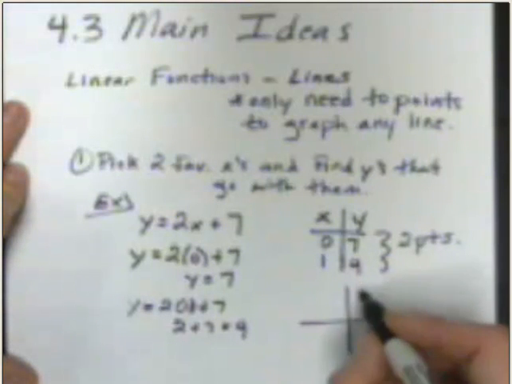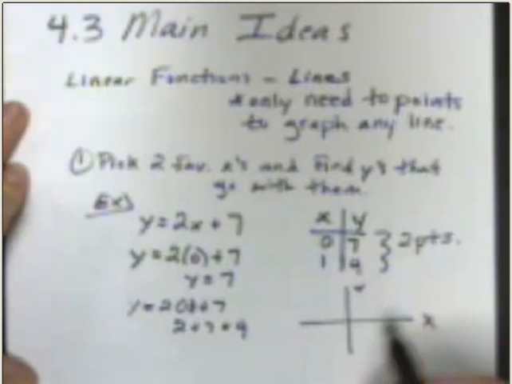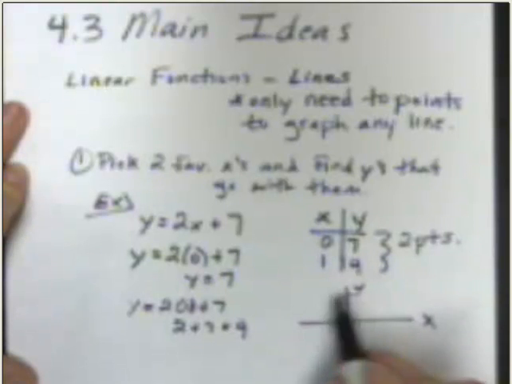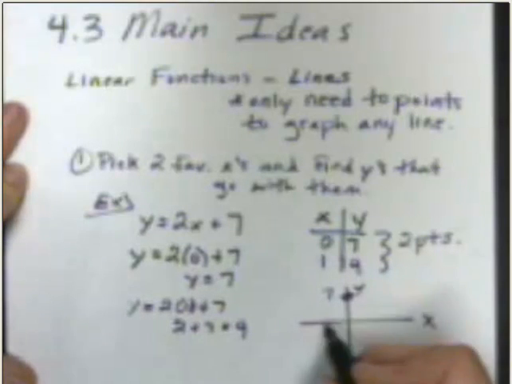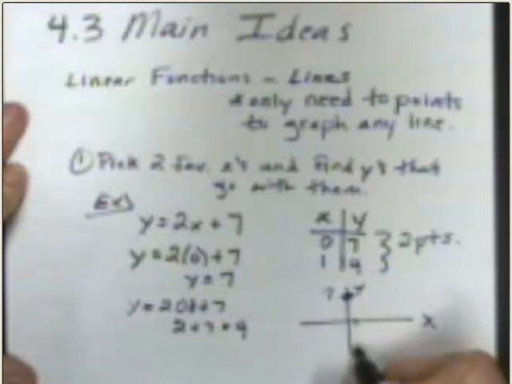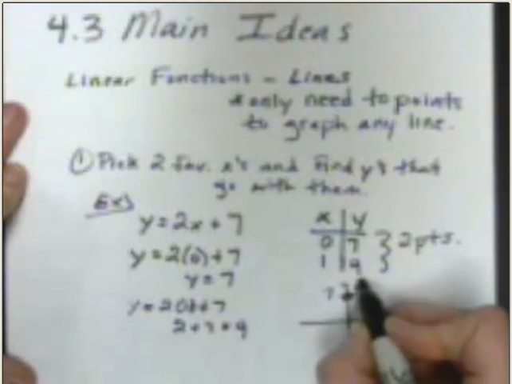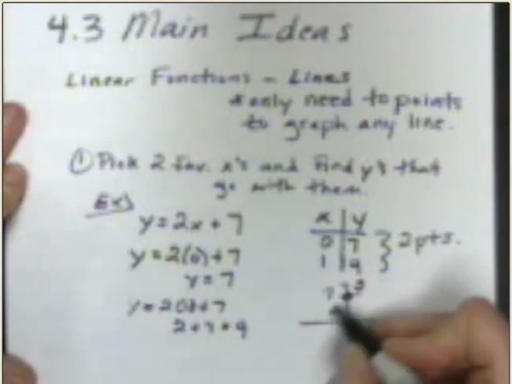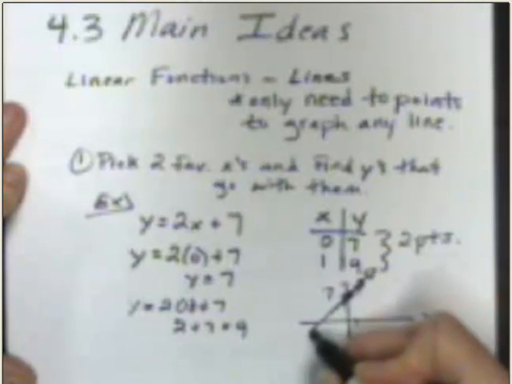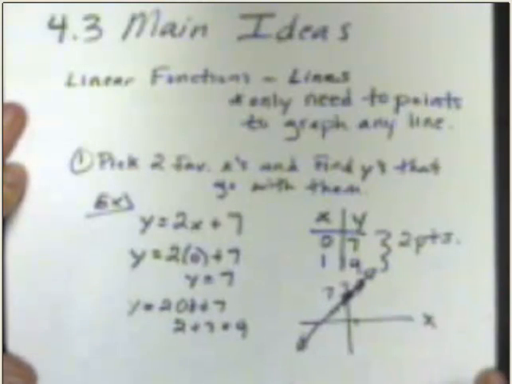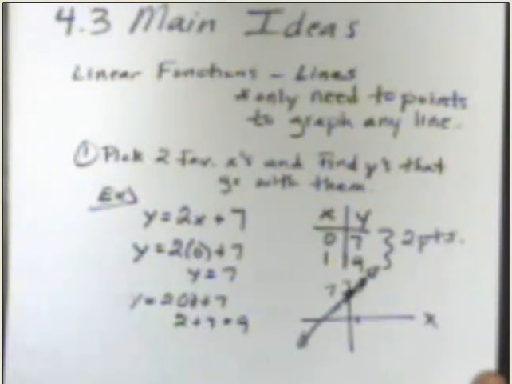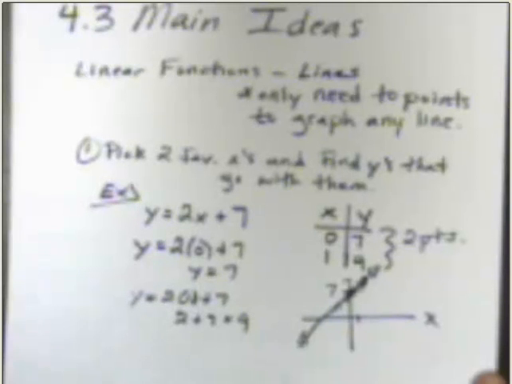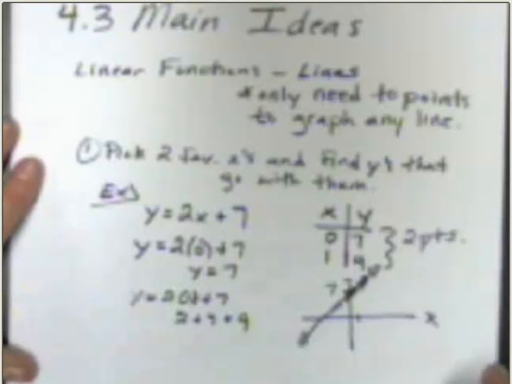Let's see, 0, 7. This is Y, this is X. 0 for X, 7 for Y. We'll say that's a 7. First point. 1 for X, 9 for Y. Now, without graph paper, these aren't the prettiest pictures. I know that. But right now, we're just learning the process of graphing, and the process really is finding the 2 points and then plotting those 2 points.